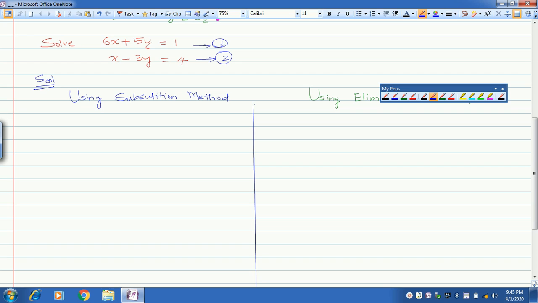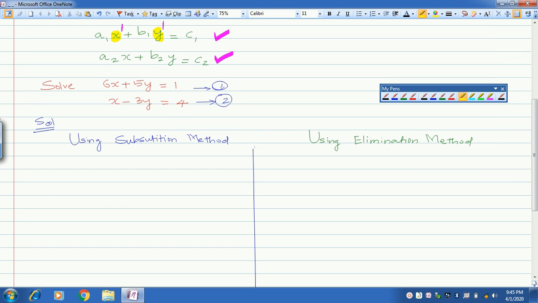First, what is the coefficient of x? Can you just recall what is the coefficient of x? Here the coefficient of x is 6 in the first equation. Coefficient of y is 5. Here you have 1 and here -3, right? So you have to take the coefficient substituting any one equation in the second equation. Okay, so I can take the first equation as it is.